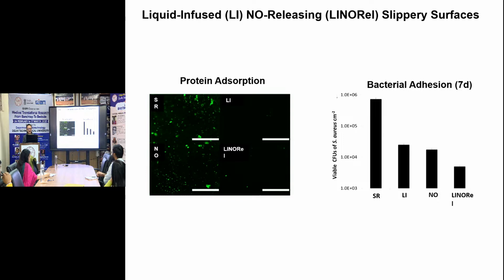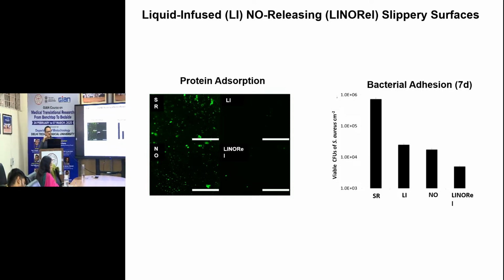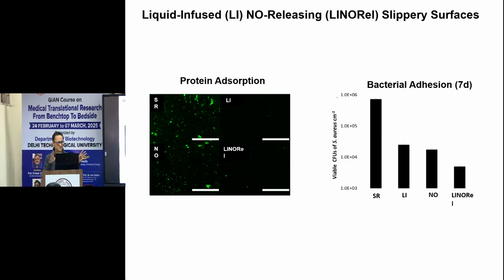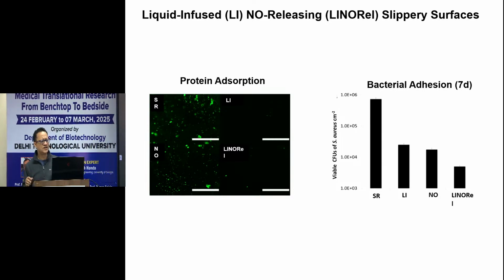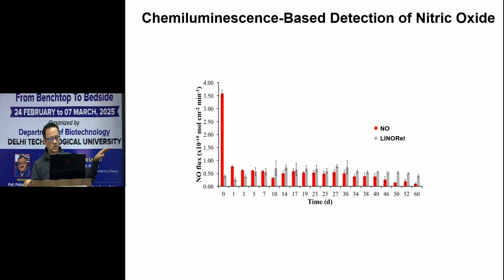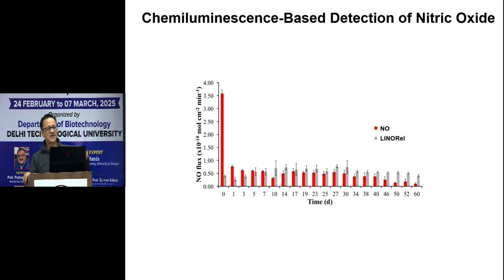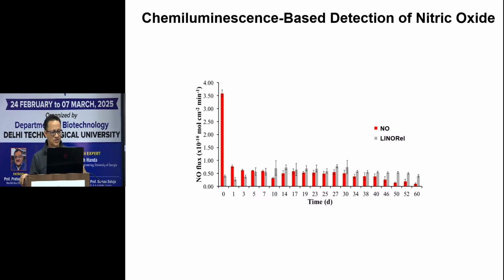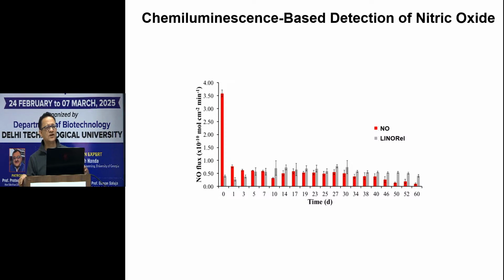We also did a 7-day bioreactor study where we showed that for Staph aureus, the combination of LINORel, compared to only liquid infused or only NO, was significantly better than either by themselves. We did NO release, and we found that our NO release is pretty consistent over a 60-day period, with only NO or NO plus liquid infusion. So liquid infusion is not hurting NO release. Of course, that's what we want, right?